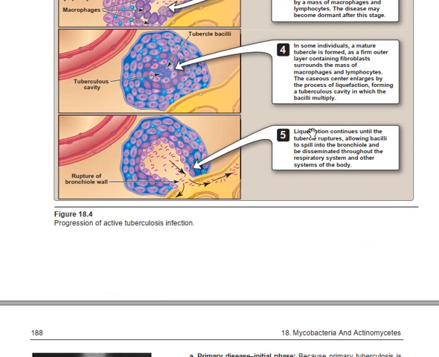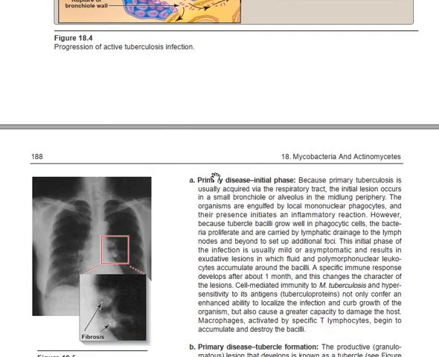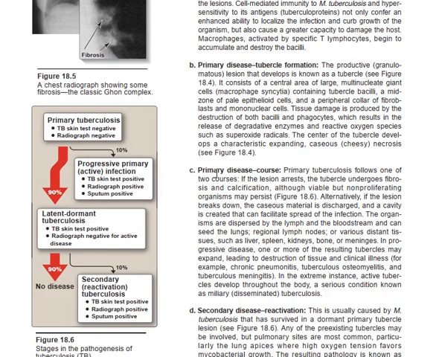Liquefaction continues until the tubercle ruptures, allowing the bacteria to spill into the bronchioles and disseminate throughout the respiratory system. So if the bacilli continue to multiply, they are going to rupture the mature tubercle, and the fibroblasts are going to release, and then there's going to be a spread of the microorganism into the bronchi, leading to the progression of the tuberculosis.